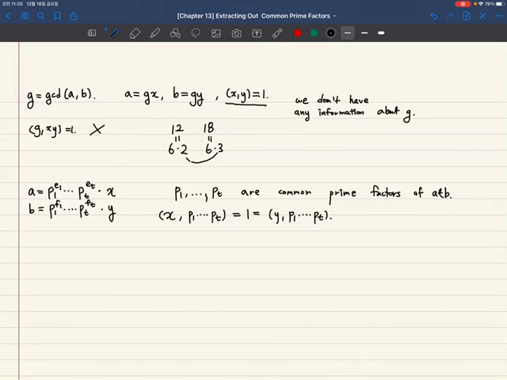This is much better because now we have established this form where we know more information about P1 all the way to PT. Also, since x and y are relatively prime and don't share any prime factors here, we can establish that x and B are relatively prime, and y and A are also relatively prime.